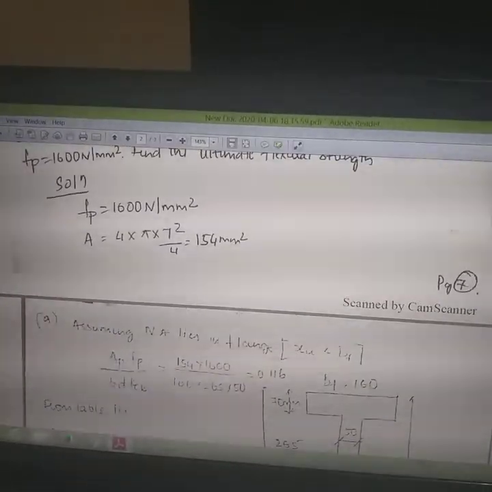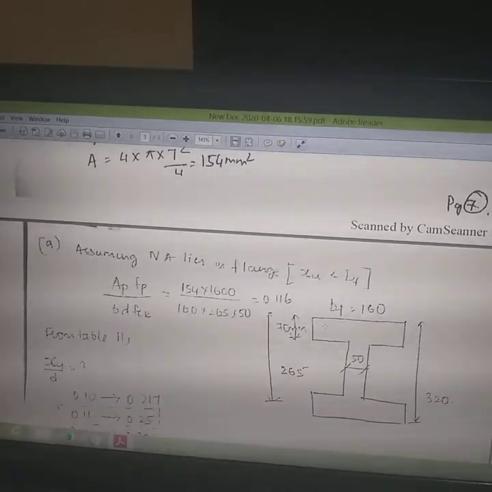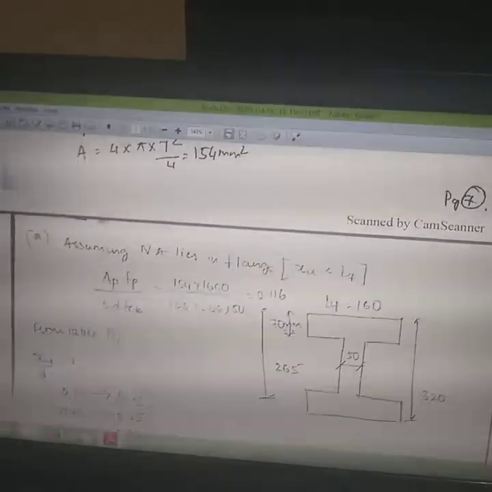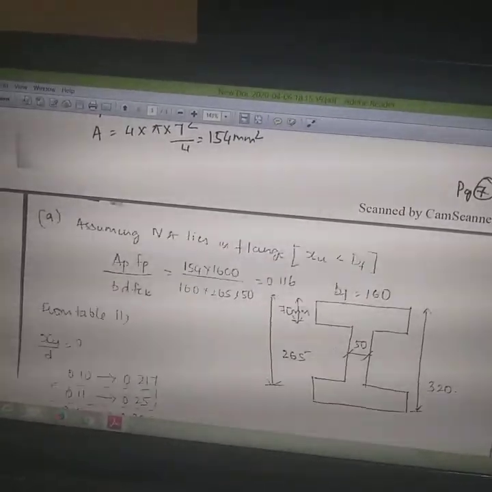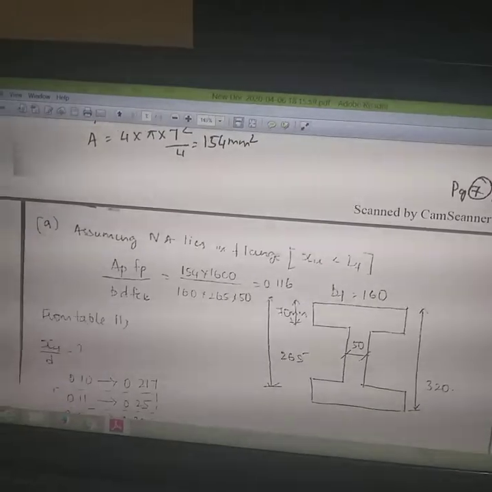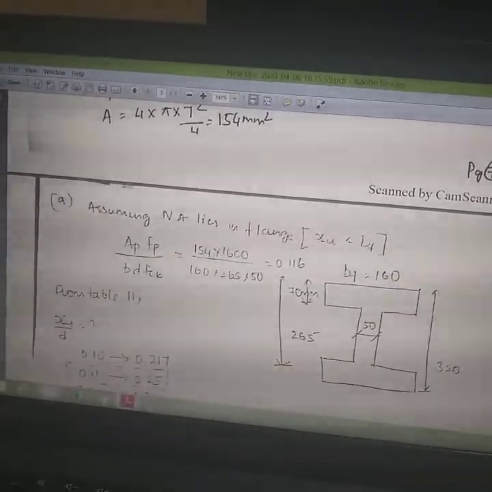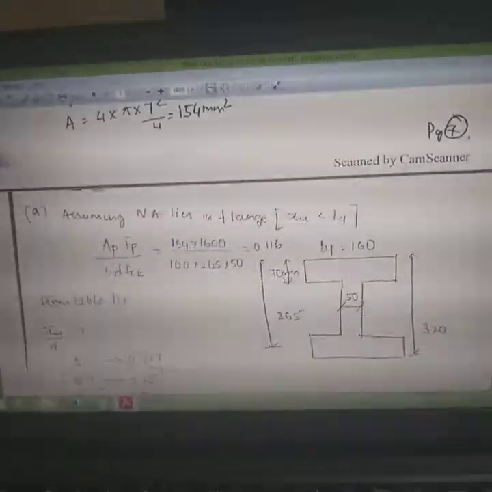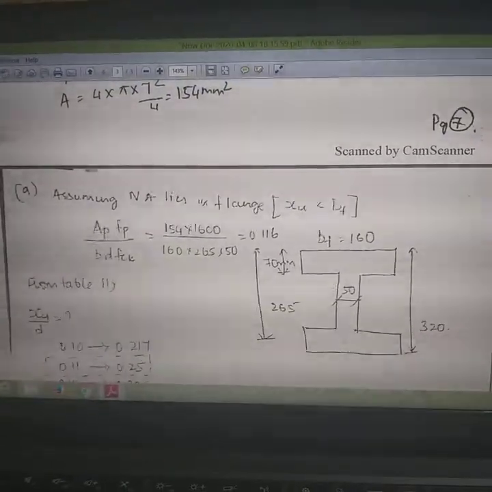Okay, first draw the sketch as usual. Width of the flange, depth of the flange is specified, overall depth is specified, effective depth is also specified. I have told you, whenever a flanged section is given, it is very much necessary that you first make an assumption. An assumption has to be made in order to determine the actual depth of the neutral axis.